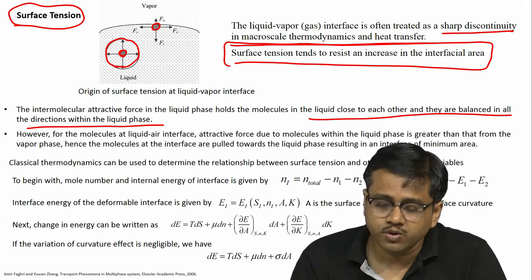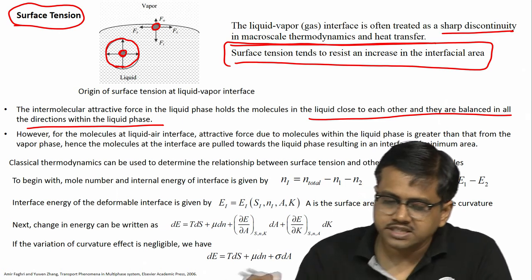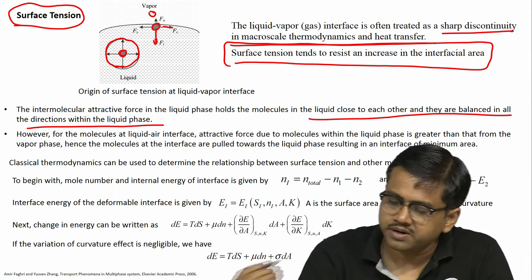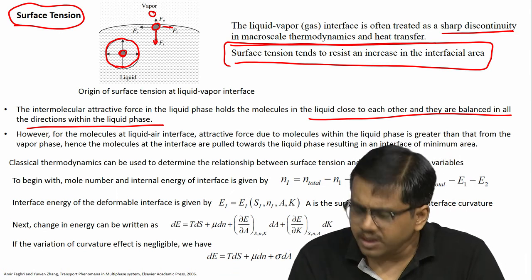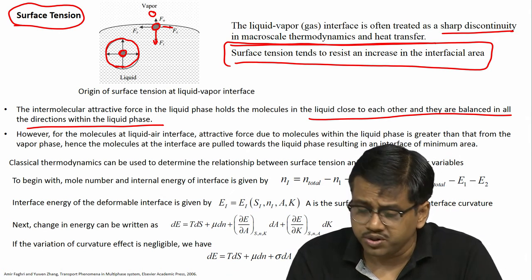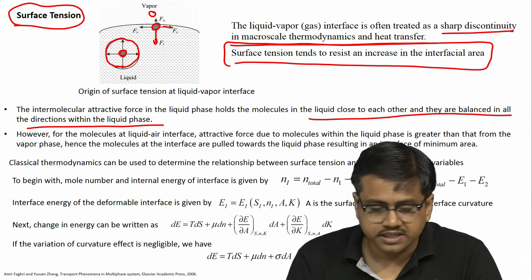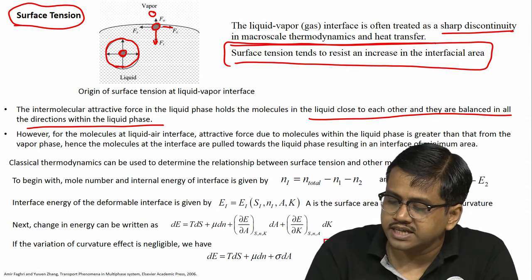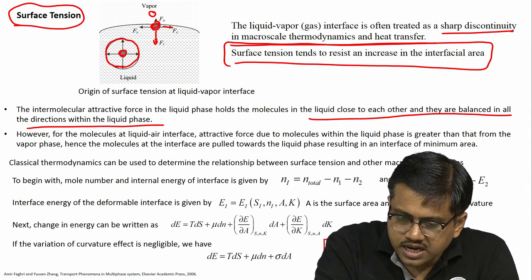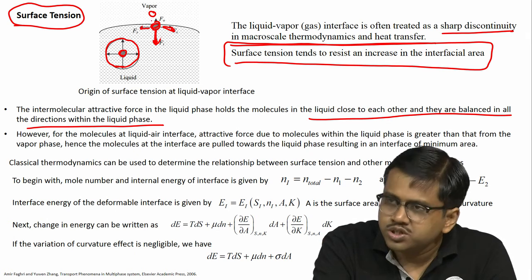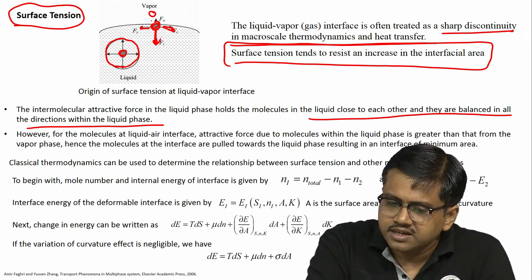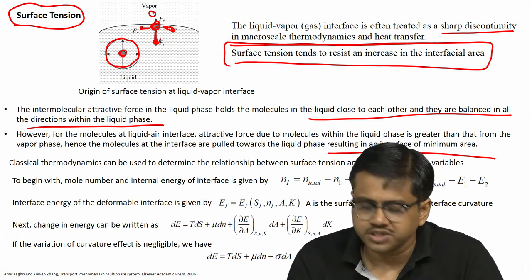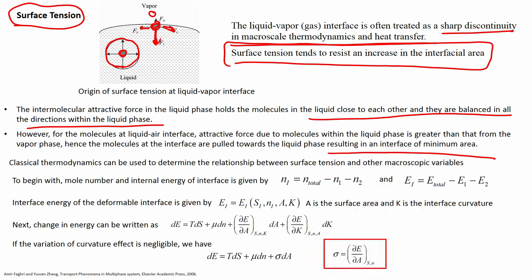or the liquid-air or liquid-vapor interface, the attractive force in the liquid phase is much stronger compared to the vapor, because vapors are loosely bound, that we already know. Therefore, the molecules at the interface are pulled towards the liquid phase. This pull prevents any increase in interfacial surface area, so it tries to keep the area minimum.